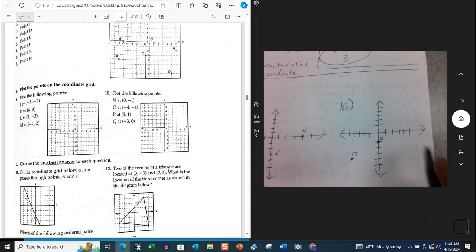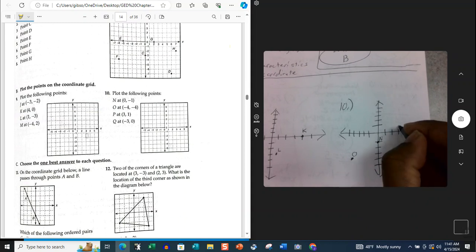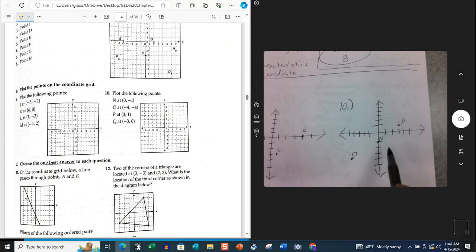And then we go to P. We start at the origin. We'll go 3 to the right, and then 1 up. So that'll be P. And then finally Q.